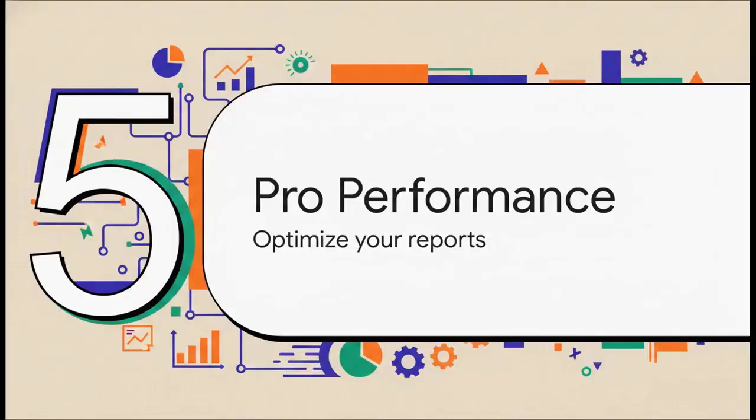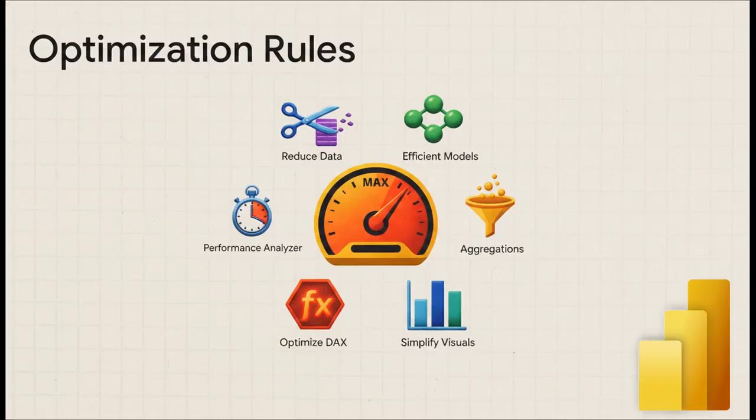Finally, Section 5, Pro Performance Optimization. Let's put that pro-level polish on our work. Listen, a brilliant model is literally useless if it takes 10 minutes to load. I hammer home these 6 optimization rules to all of my students. Number 1, reduce the amount of data loaded. If you don't need a column for analysis, just delete it in Power Query.